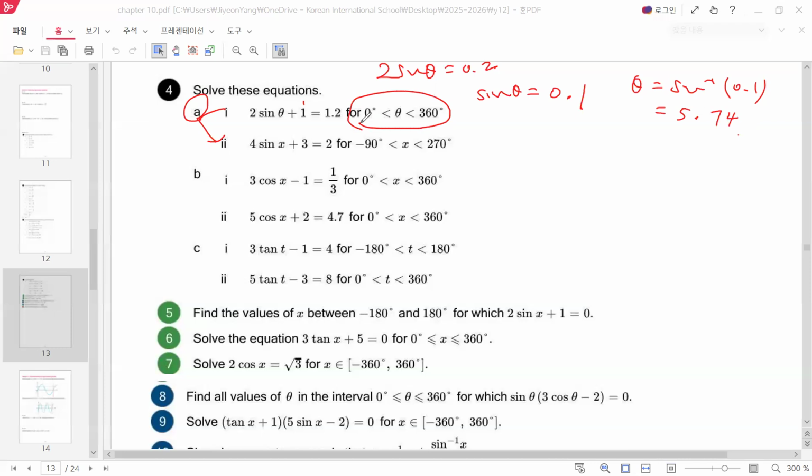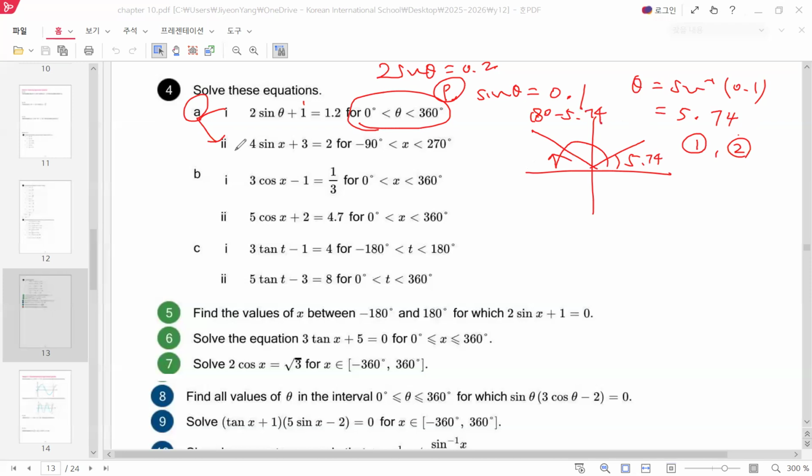Since this is one full turn in the positive direction, you need to find the angle in the first quadrant and the second quadrant. So this one is 5.74. The second one is 180 minus 5.74, okay?